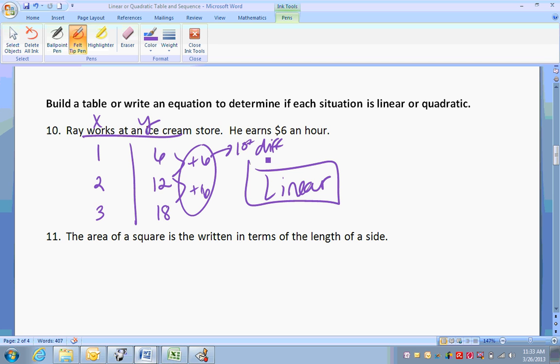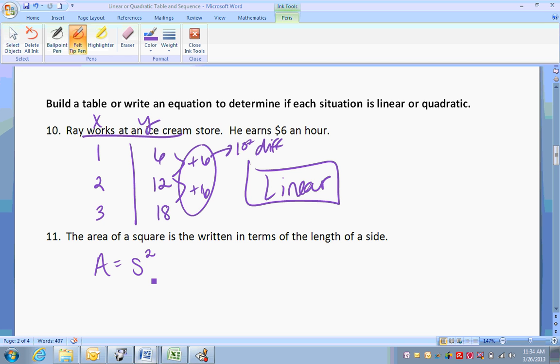Okay, now let's look at number 11. It says the area of a square is written in terms of the length of a side. Well, we know the area of a square is side length squared. That formula should be on your formula chart, or if you look above the board, it's up there. So area is side length squared.